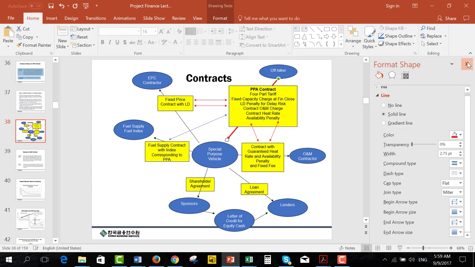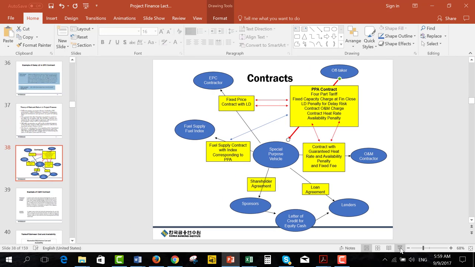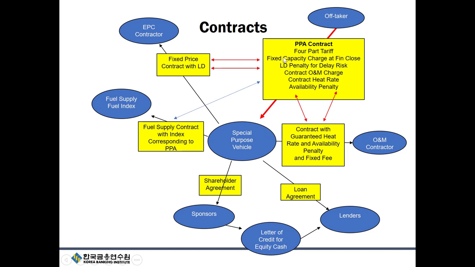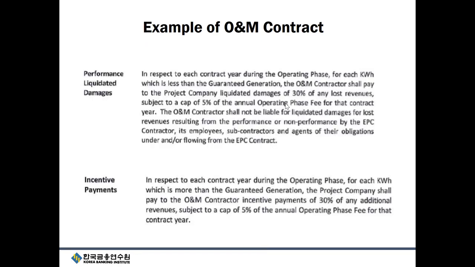So we're really talking about now what this is: the big contract. This is where it all comes from. It has these different tariff provisions and penalties, and all the rest of the contracts better be consistent with this contract. We have an O&M contractor who should guarantee a heat rate. A fuel supplier should correspond to the fuel supply provision, and so on and so forth.